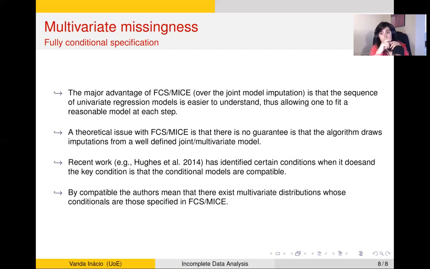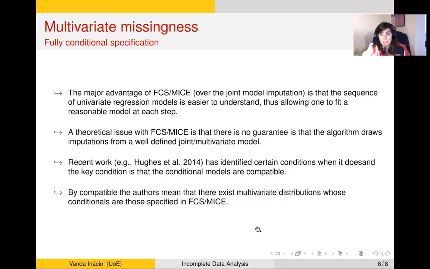We are using univariate conditional models, and we do not know if the corresponding joint multivariate model is well defined, but there is some recent work, for instance, from Hughes et al. and co-authors in 2014, and there are also some other works, and these authors have identified conditions when the draws that we obtain under the fully conditional specification approach come from a well-defined joint multivariate model, and the key condition is that the conditional models are compatible, and by compatibility, the authors mean that there exist multivariate distributions whose conditionals are those specified in the fully conditional specification, like the univariate models that we specify.